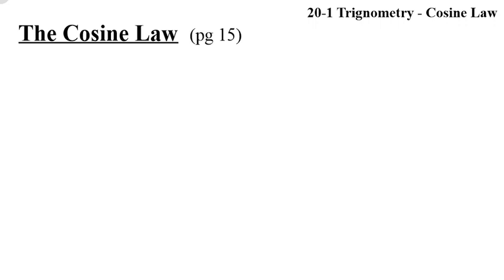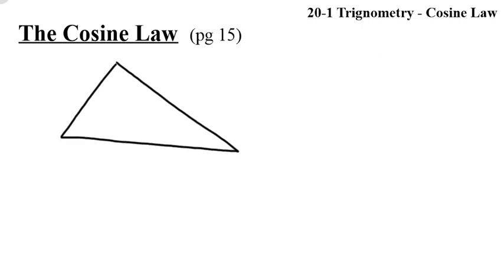All right, 20-1s. Let's follow up the sine law with the cosine law. Again, sine law, we talked about the fact that we don't have right angle triangles. We have non-right triangles, and we want to find angles or we want to find side lengths. What was important with the sine law?